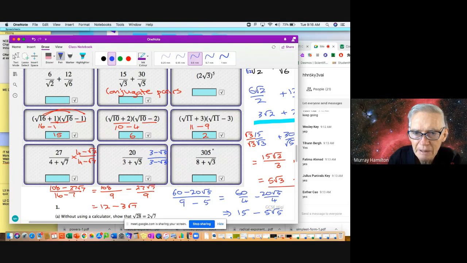On a piece of paper, go ahead and do this one here. Rationalize the denominator by using a conjugate of the denominator in the form of 1. And when you've done that, let me know.